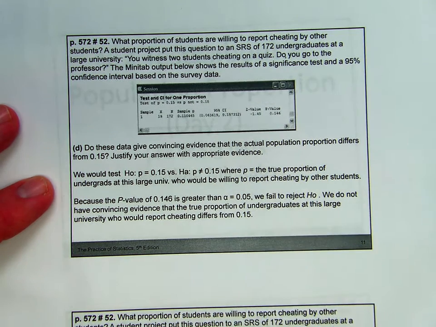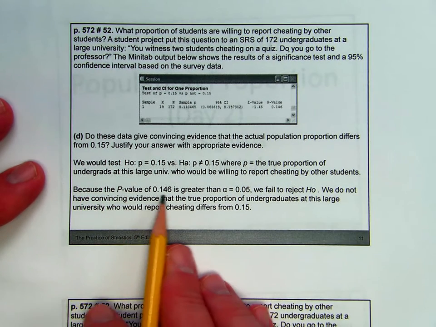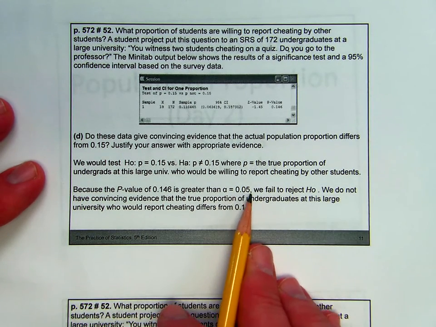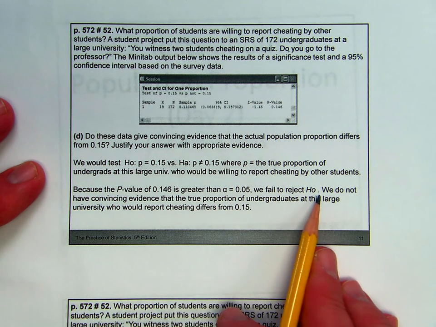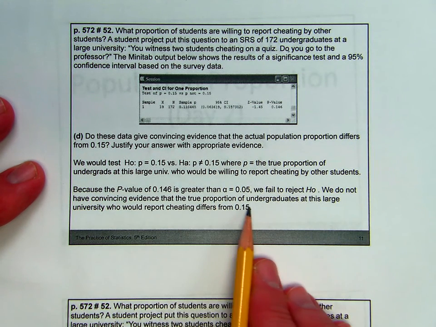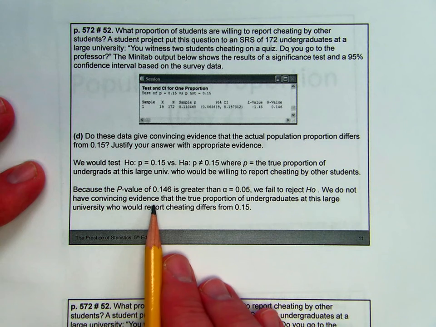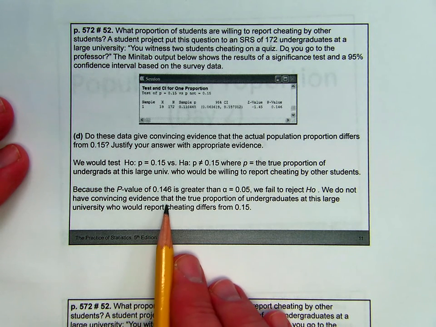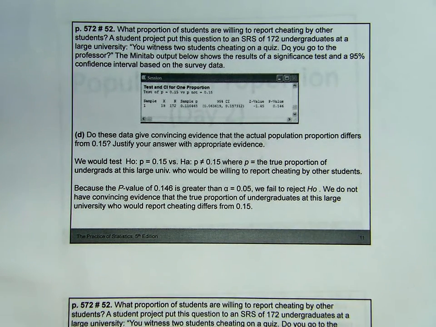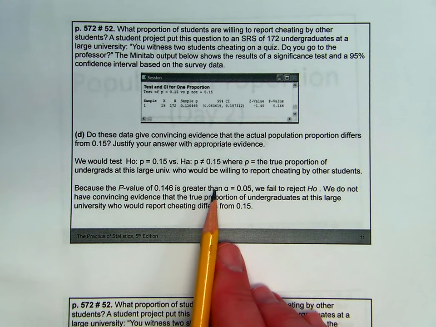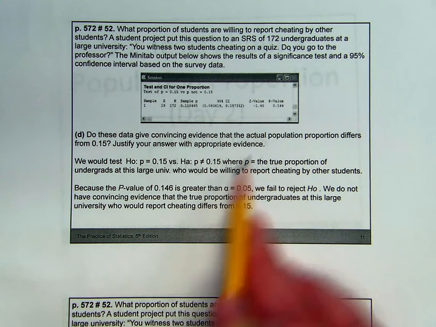Because the p-value of 0.146 is greater than 0.05, make that specific comparison. If this is bigger than that, we fail to reject. We do not have evidence to support the HA. In other words, that the true proportion of undergraduates at this large university who report cheating differs from the 0.15. Okay, so that would be focusing our answer based on a significance test.